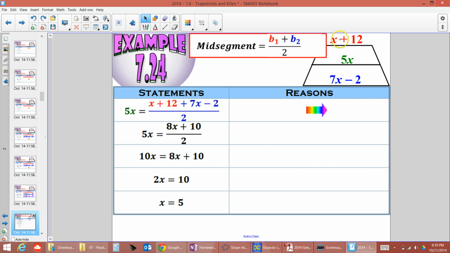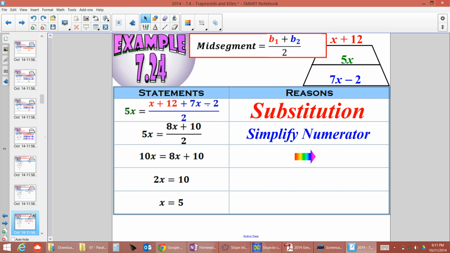My base 1 is x plus 12, and then my base 2 is 7x minus 2. Well, now my first step is going to be substitution. And then I combine like terms or simplify the numerator.